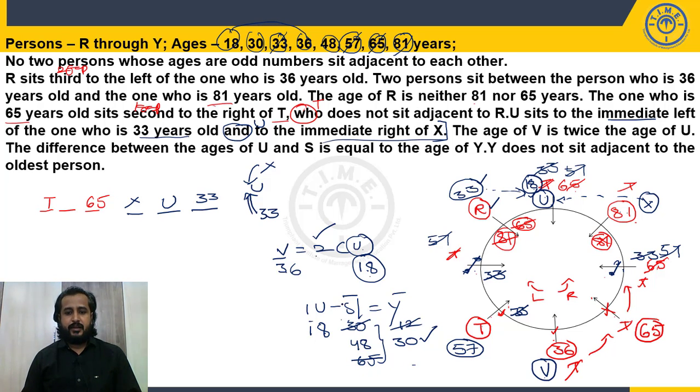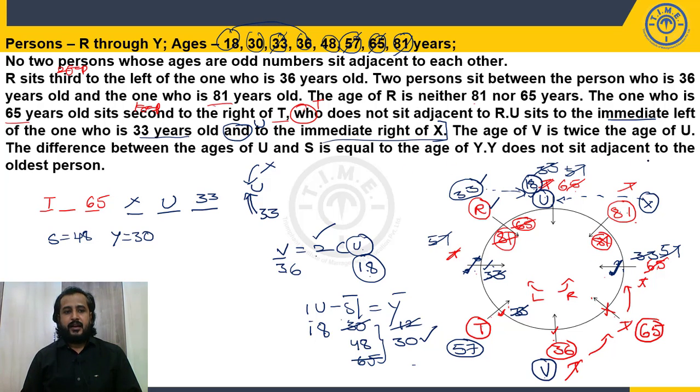So what is the value of U? U is already known, 18. S value is how much? 48. And Y value is how much? 30. So I need to freeze these two. S is 48, Y is 30. Where can I place both S48, Y30? These are the 2 possibilities. S48 or Y30. But what is given here?